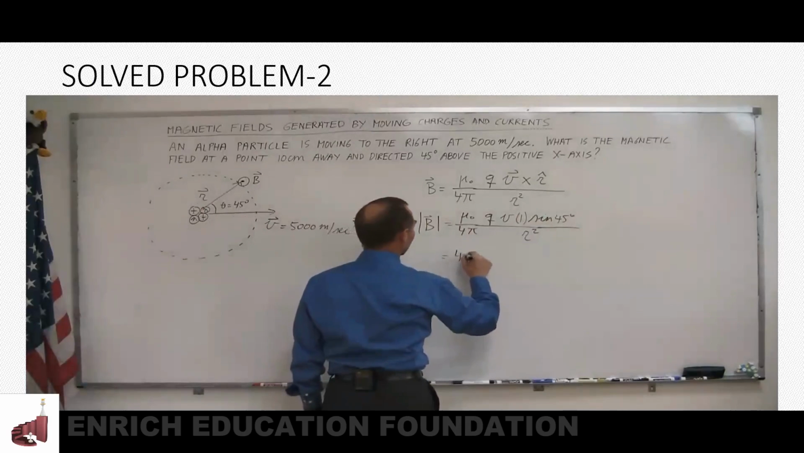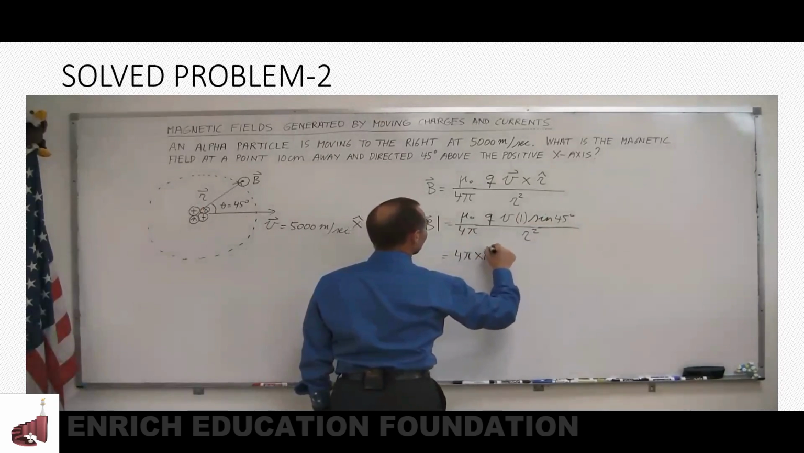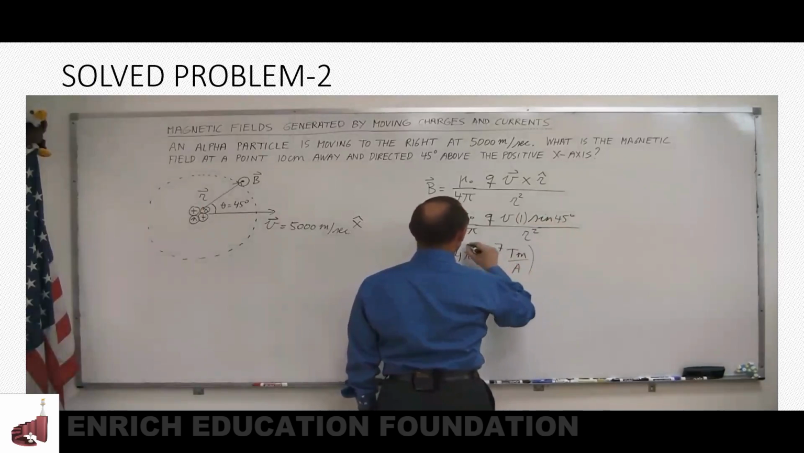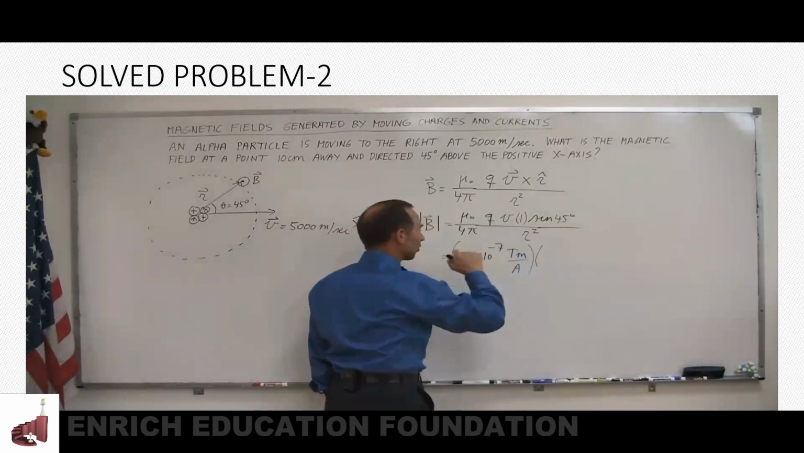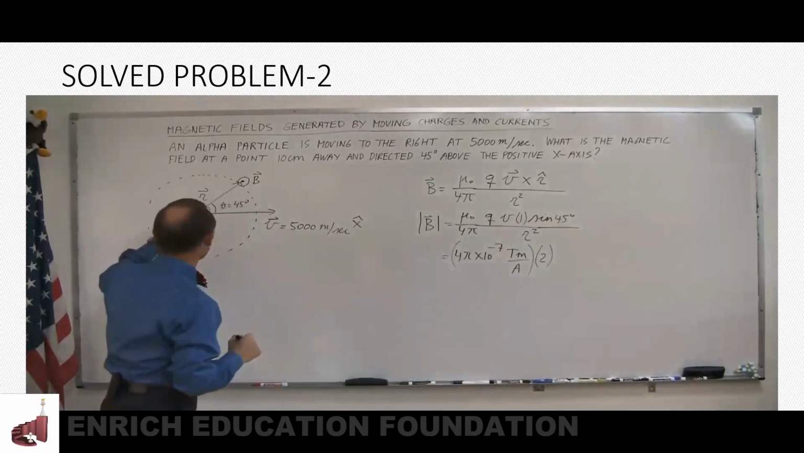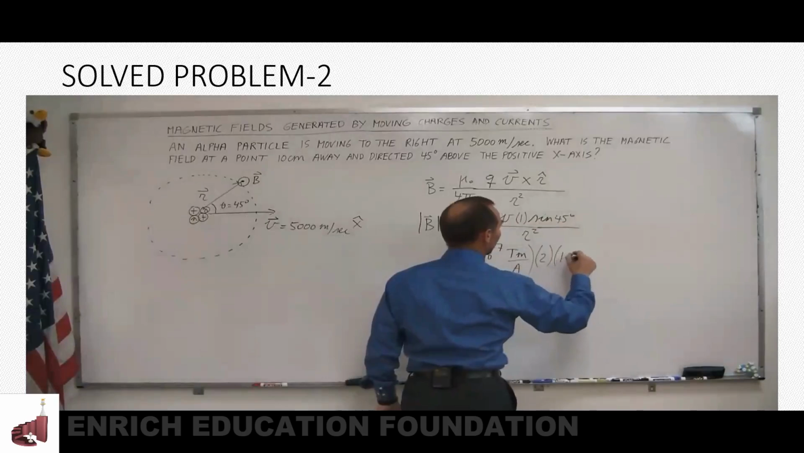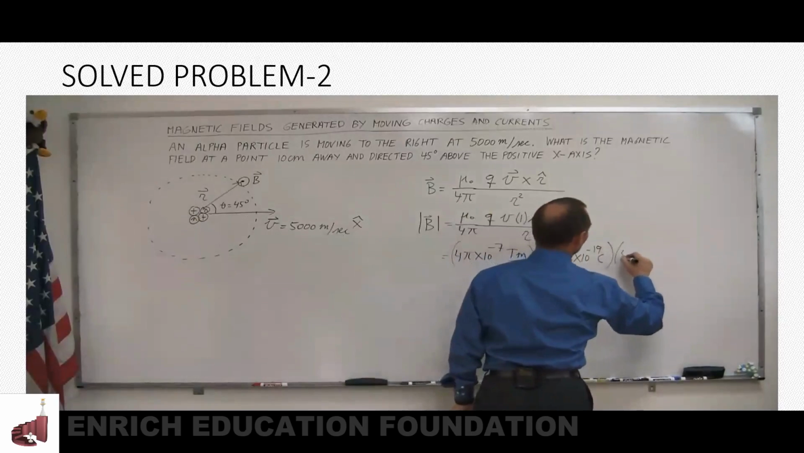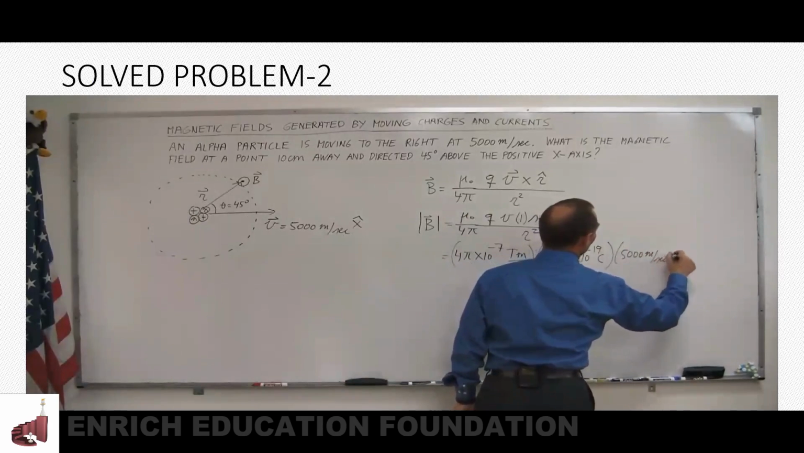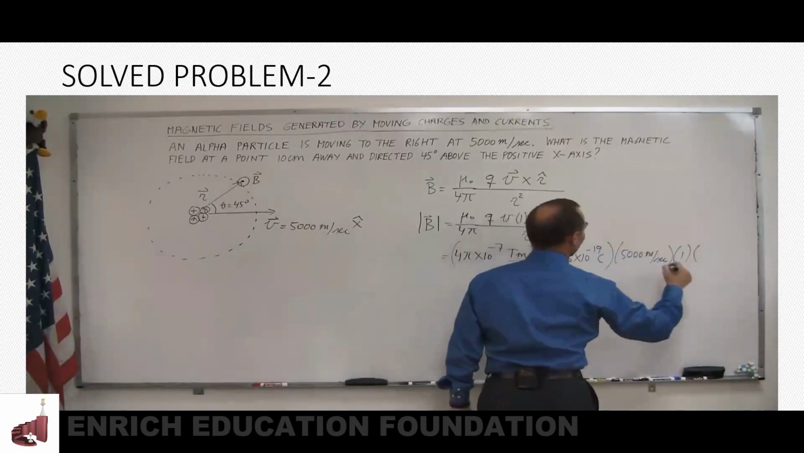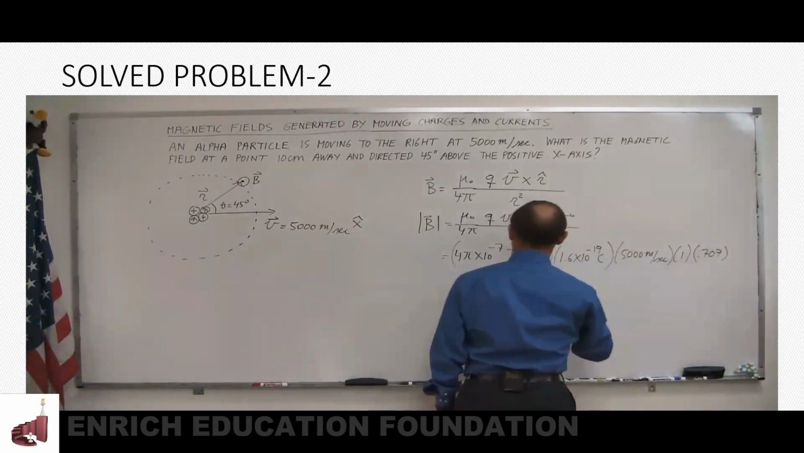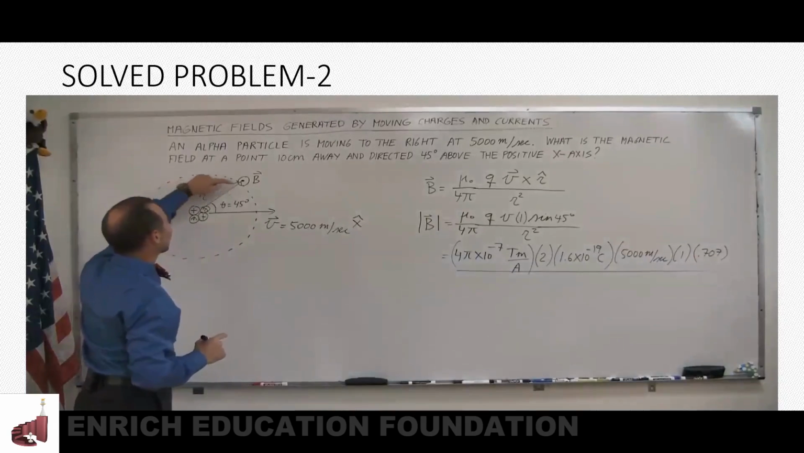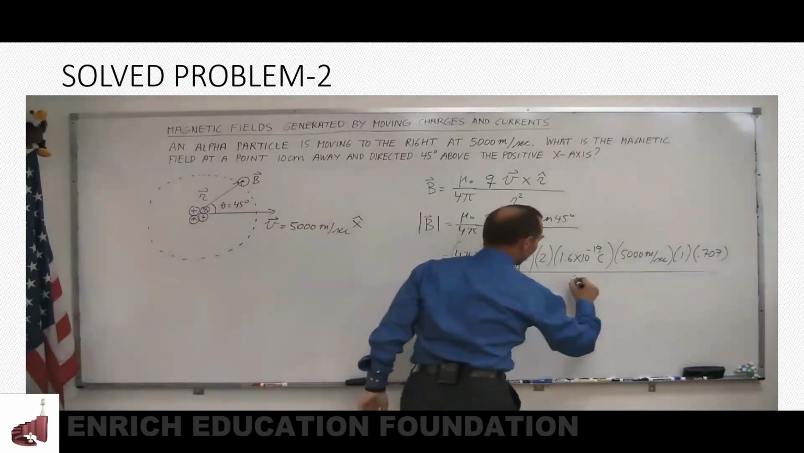So this is equal to 4 pi times 10 to the minus 7. That's Teslas meters per amp. We multiply that times the velocity. I forgot the charge. We need to put in the charge, and there are 2 positive charges. That's 2 times the size of one charge, 1.6 times 10 to the minus 19 coulombs. Can't forget the charge. Times the velocity, which is 5,000 meters per second, times 1, and times the sine of 45 degrees, which is about 0.707, and take the whole thing and divide it by the length of the position vector squared. The length is 10 centimeters, so that would be 0.1 meters squared.